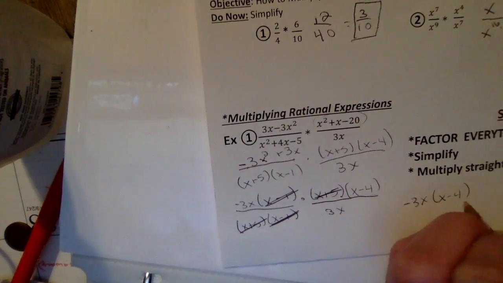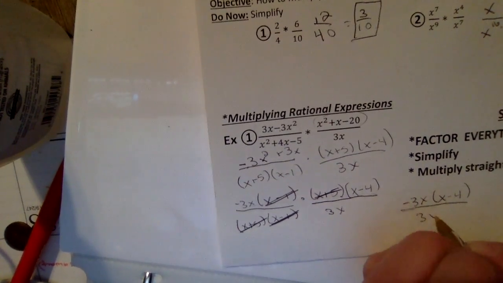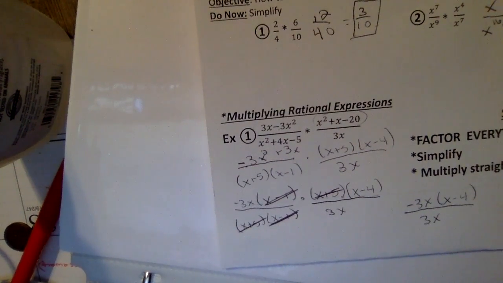And then I still have this 3x on the bottom. So again, I just kind of do that to gather everything, just so it doesn't get all messy and I can kind of see what's going on. So this x minus 4 doesn't match with anything. I can't cancel it anywhere, so that just stays.